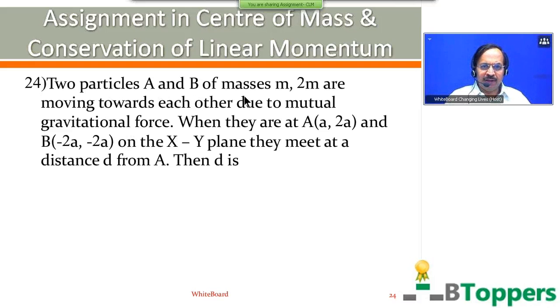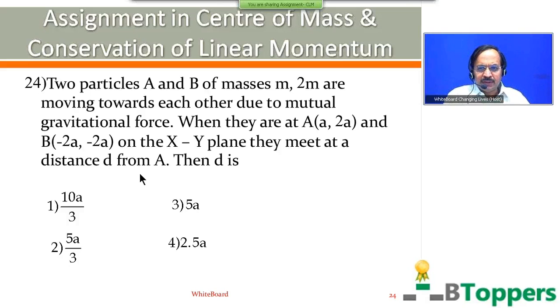Two particles A and B of masses m and 2m are moving towards each other due to mutual gravitational force. When they are at A, with coordinates (a, 2a), and another point B, with coordinates (-2a, -2a) on the xy plane, they meet at a distance d from A. Then d is... Come on, try the question.